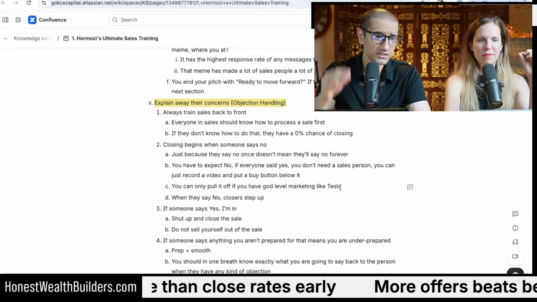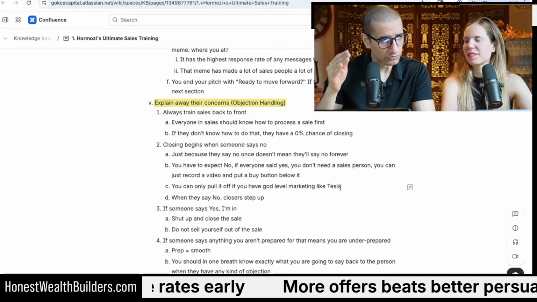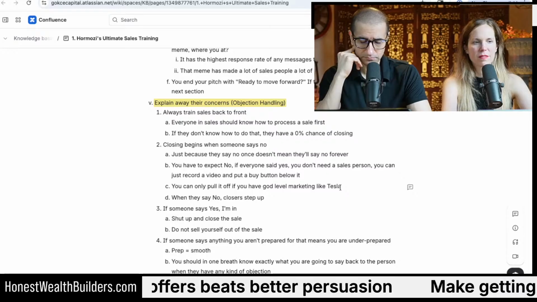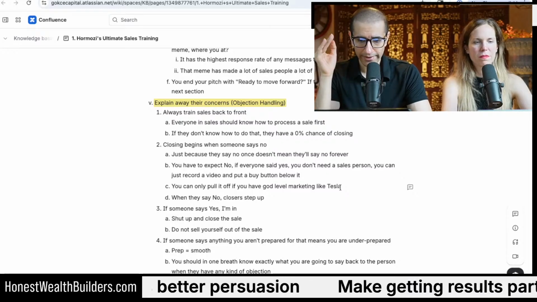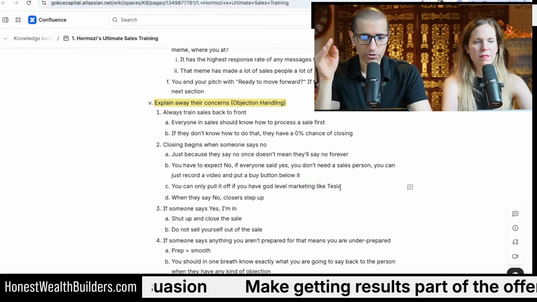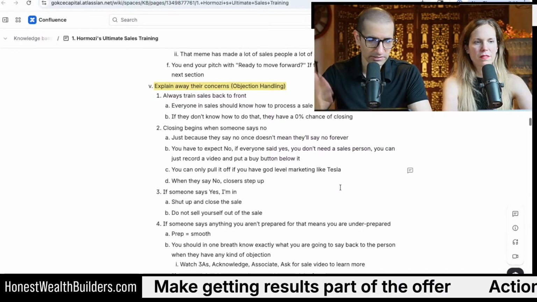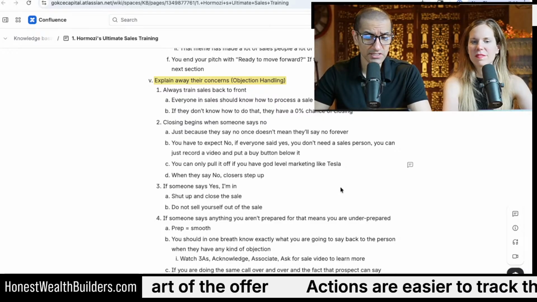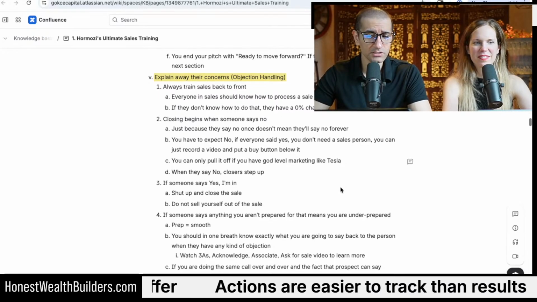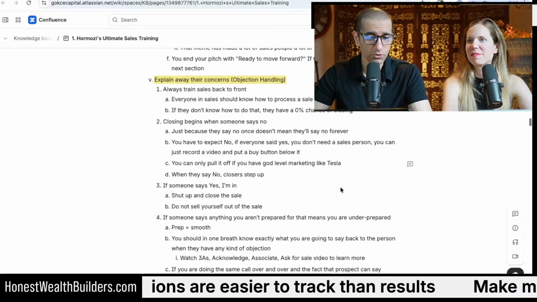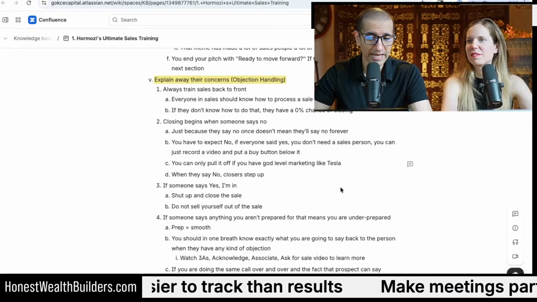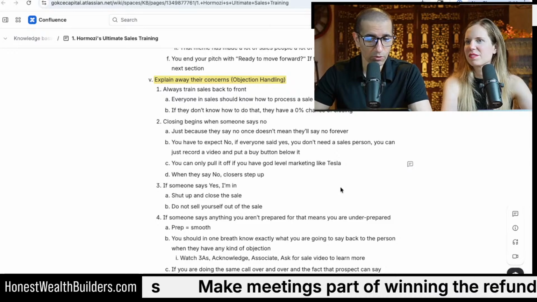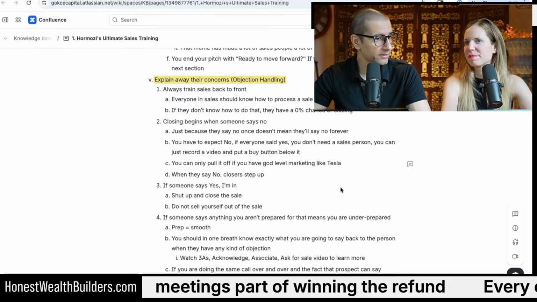So yeah, you want to start with the close. You want to teach people how to close, and then you can teach them all the fancy stuff. If they don't know how to do that, they have a zero chance of closing. Just like I had a zero chance of closing. Closing begins when someone says no. Just because they say no doesn't mean they're saying no forever. You have to expect no. If someone said yes, you don't need a salesperson. You can just record a video and put a buy button under it.